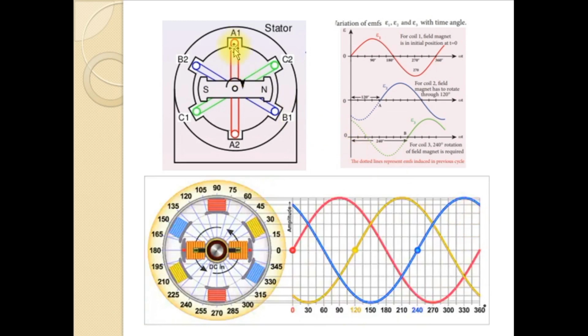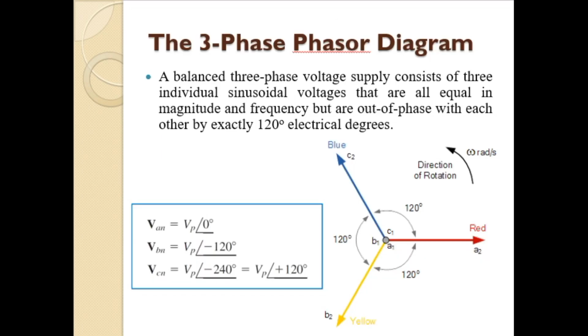Since the physical parameters of the coils, length, breadth and all other parameters, are the same, the amplitude of the generated voltage on each coil will be similar, and the maximum value of the voltage generated on each coil will be the same. Now let us see how a three-phase voltage can be represented in a phasor diagram.